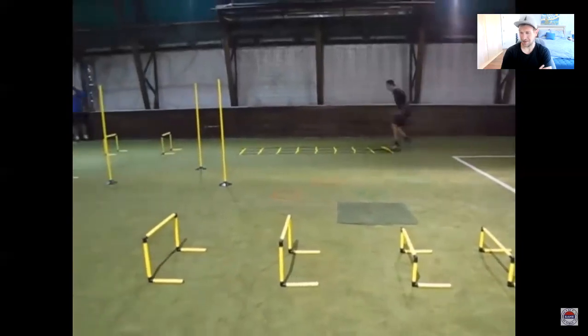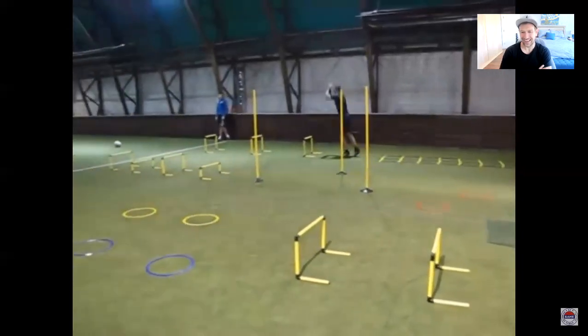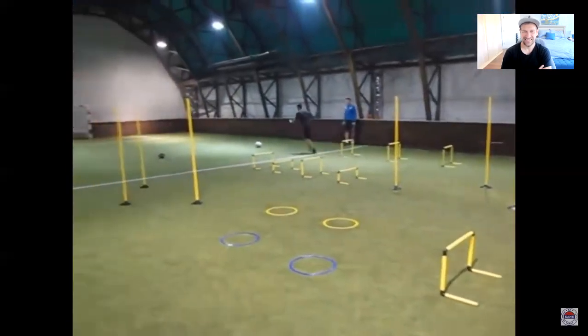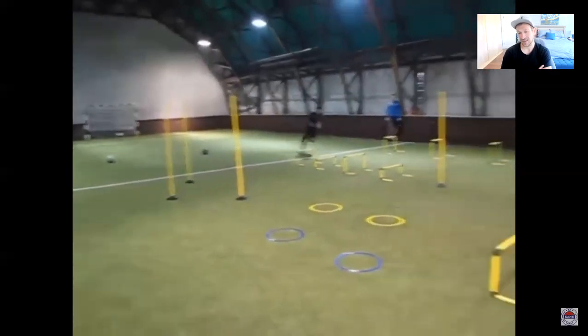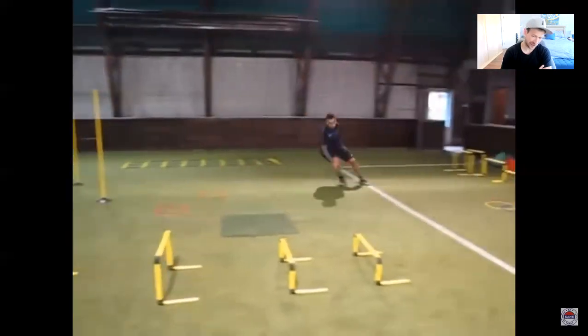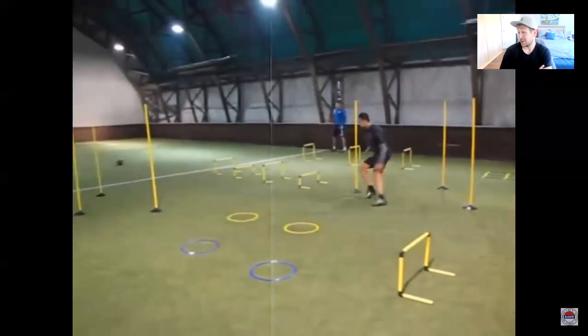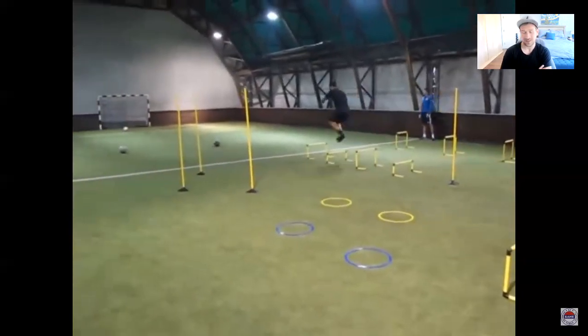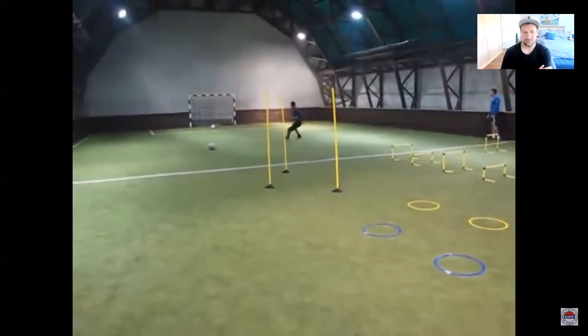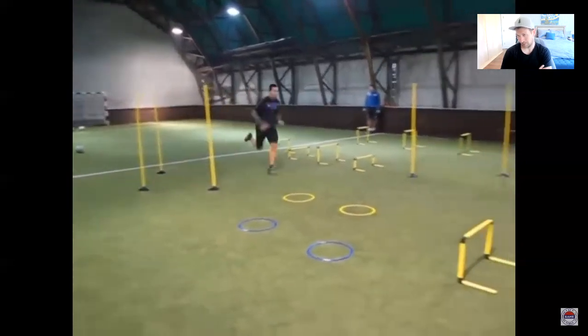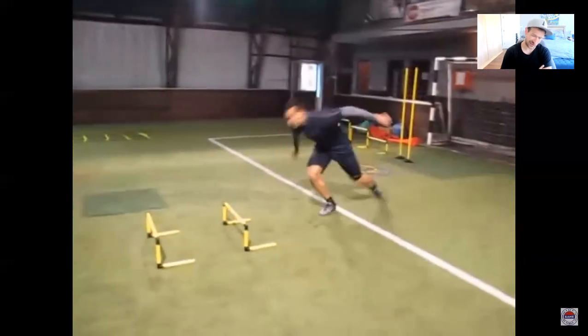And now that he knows how to do it, he goes through the whole thing again. Sprint, change direction, little target. I'd argue maybe a little quickness there, but it's also very directional based. All the way back to the end, sprint, change direction.